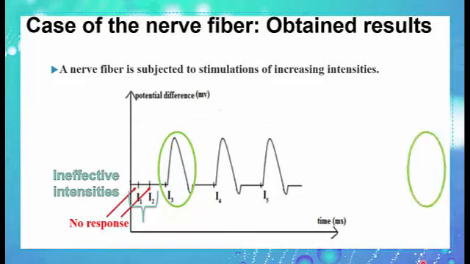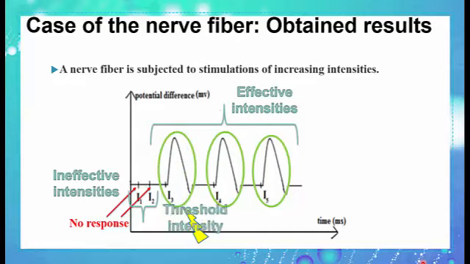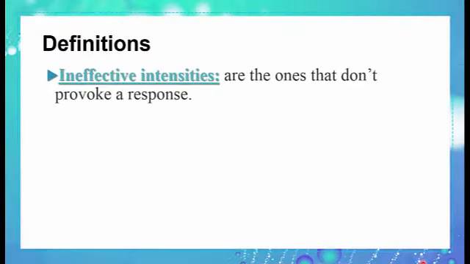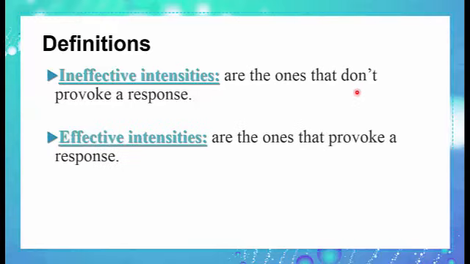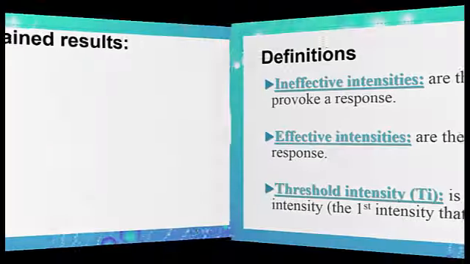While I3, I4 and I5 give a response, so they are effective intensities. I3 is the first effective intensity, the first intensity that gave a response, the minimal effective intensity. It is called the threshold intensity. So, three definitions. Ineffective intensities are the ones that don't provoke a response. Effective intensities provoke a response. Threshold intensity is the minimal effective intensity, which means it's the first intensity that gives a response.